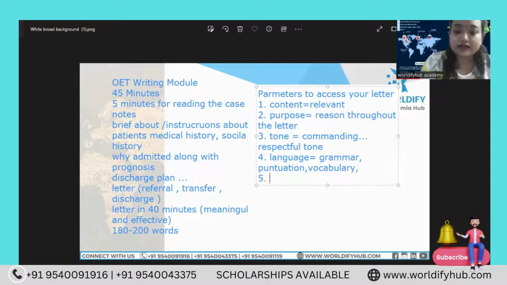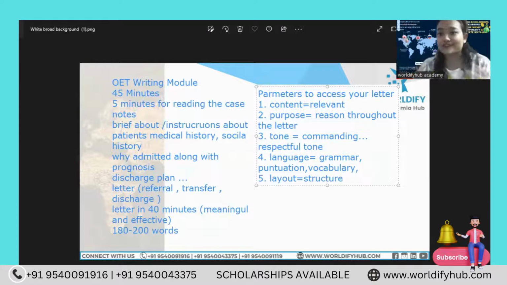Then the fifth one is content, purpose, tone, language, and then comes your layout. Whenever you are writing a letter, you should know how the structure will be. It's the bone of the letter, the skeleton of the letter. Everything else, content, purpose, the tone, the language, will be put into that skeleton. So you should know how to actually write a letter. That is our layout, our structure, the way you organize your letter.